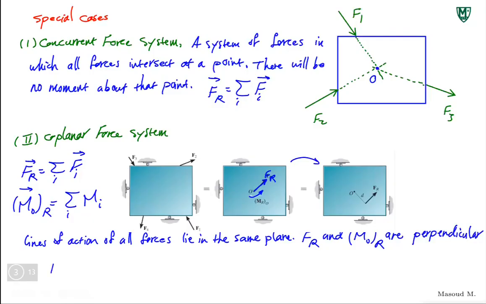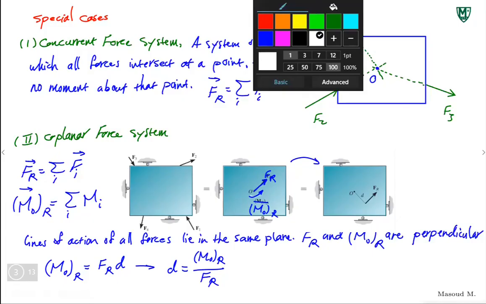So I can say MOR, maybe I have to change it here as MOR, so things are less confusing, yeah? Is equal to FR D, right? The D that I don't know. So from there I can find D because I know what MOR is. D equals MOR divided by FR. And that is the distance I have to move the force away from the point it was to get a new equivalent system with no moment.